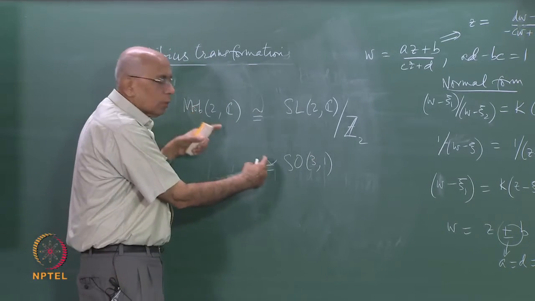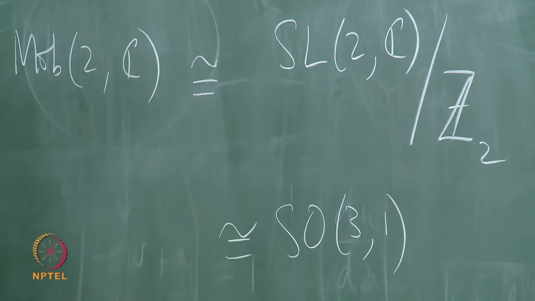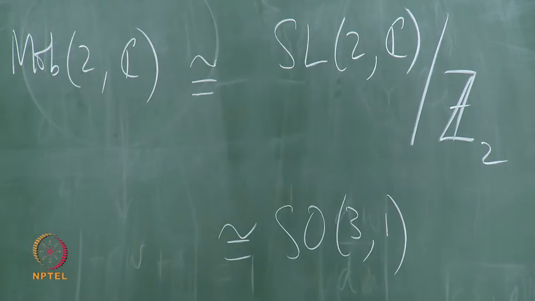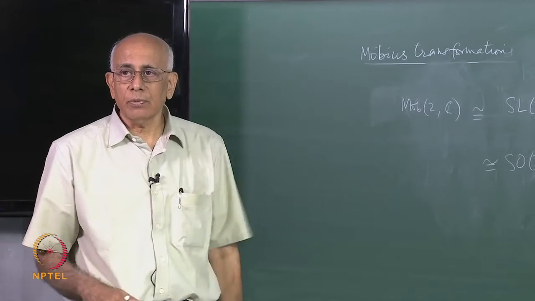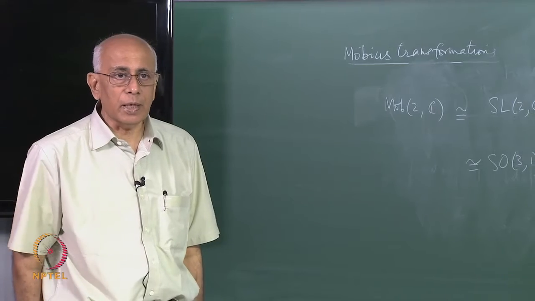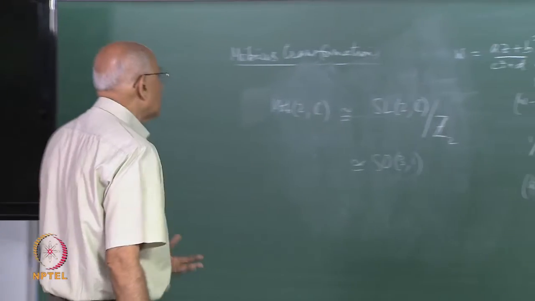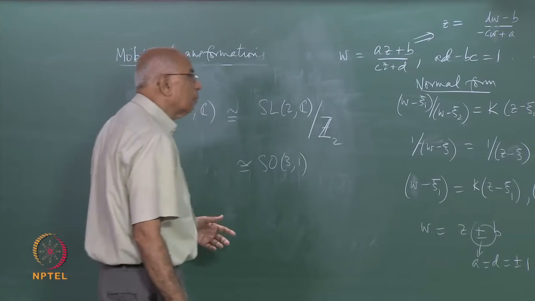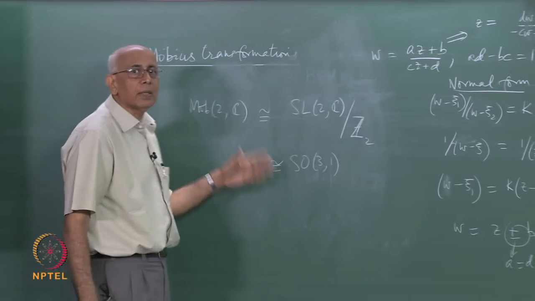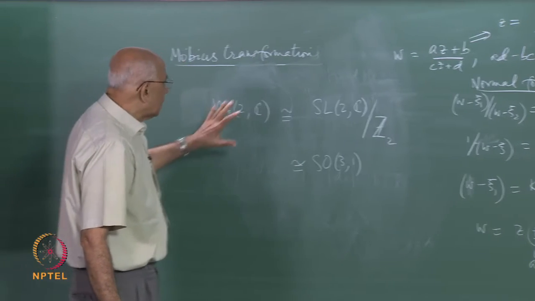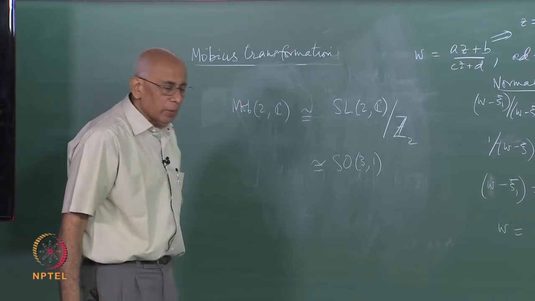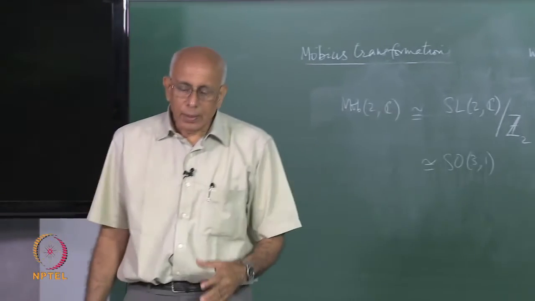Therefore there is a 1-to-1 correspondence between the group of projective transformations of a complex variable, or Möbius transformations, and the group of homogeneous Lorentz transformations in 3+1 dimensional space-time, which can be exploited. But we are not going to go into that here, but that is a mathematical relationship which is extremely useful.